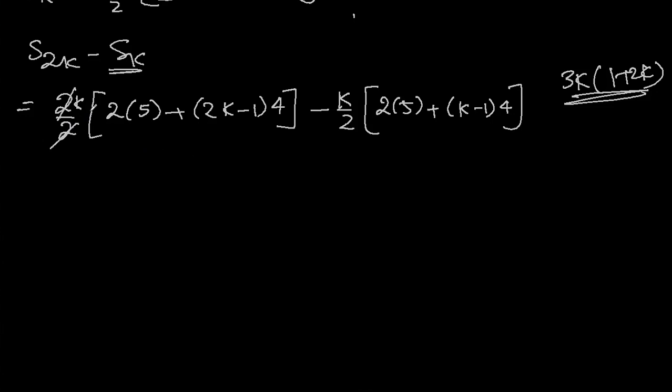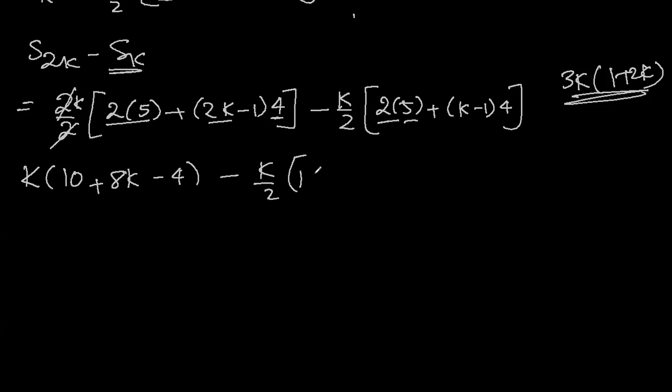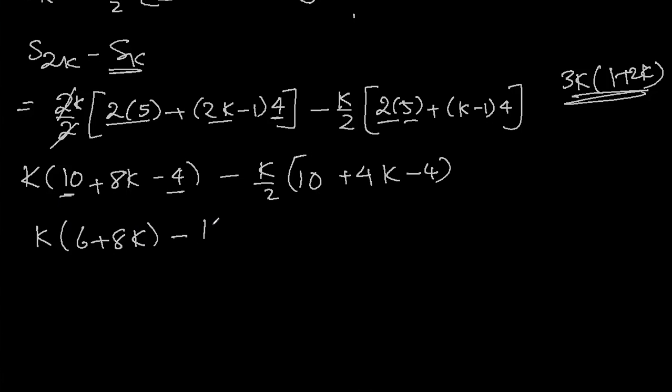Alright, so let's try to simplify this one first. 2 and 2 cancel. k stays out. 2 times 5 is 10. And let's open this bracket. 4 times 2k will be 8k. Minus 4, minus k over 2. And open this bracket as well. 2 times 5 is 10 again. Plus 4k minus 4. So in these brackets we can say 10 minus 4 is 6. So k times 6 plus 8k, minus k over 2, it will again be 6 plus 4k.